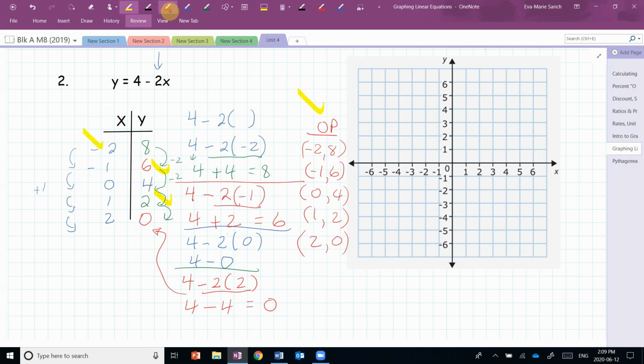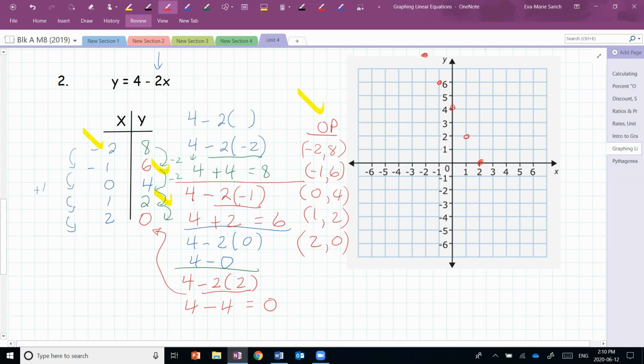Now we need to graph the points. So -2, 8, remember we go left and right first, so this tells us to go left 2, and then up 8. Now this graph only goes to 6, 7. I'm just going to go approximately where the 8 would be. Okay, start back at the origin. I'm going left 1 and up 6. The next one, I'm going nowhere left and right. I'm just going to go up 4. And then right 1 and up 2. And right 2 and nowhere up and down.